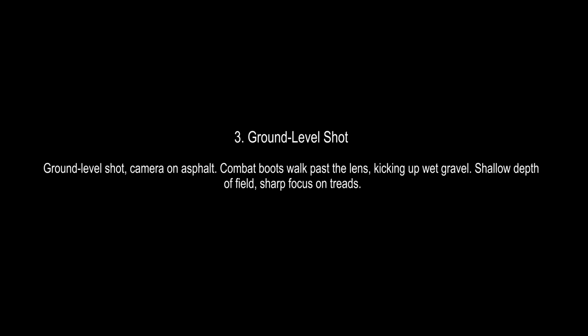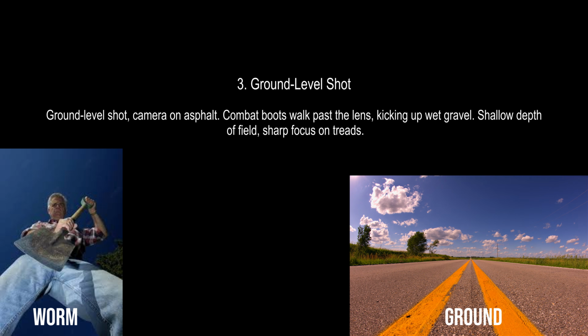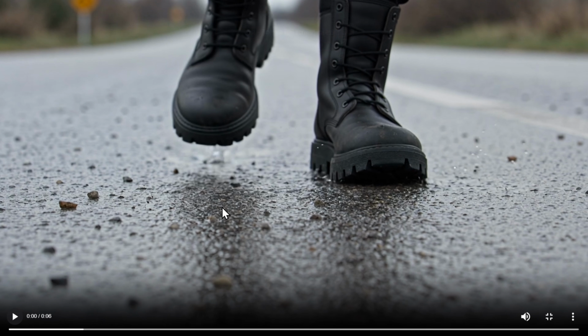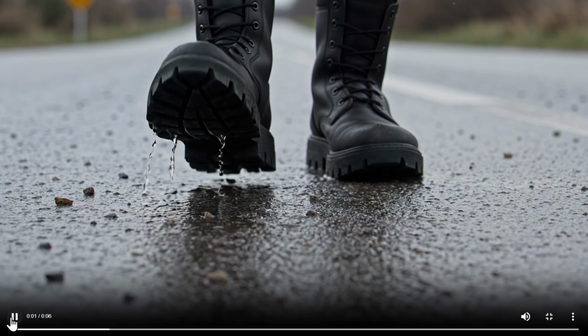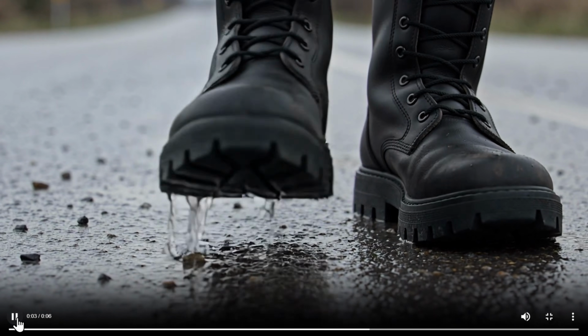Now we have something very similar, which is ground level shot. And basically, what is the difference? So worm's eye view is an extremely low camera angle looking straight up, and ground level view is also low but natural angle. So let's look at this video. You see, now the camera is still on the ground, but not looking up, looking kind of in the normal perspective. Often used in this kind of shots.